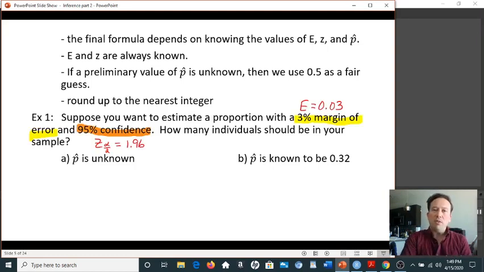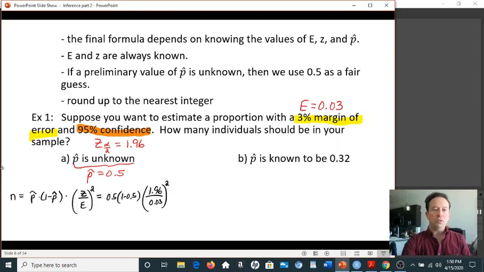One other thing I need to do is identify some of the numbers in the example. The margin of error is right here, so it's 0.03. And from my table, for 95% confidence, z sub alpha over 2 was 1.96. So part A, if P hat is unknown, what are we going to do? We're going to use 0.5. Using the formula I just gave you, we plug in our 0.5, 1 minus 0.5, and then z over e, so 1.96 over 0.03.